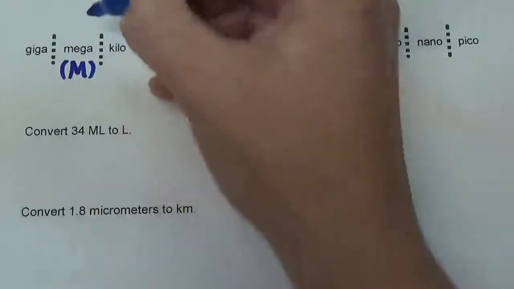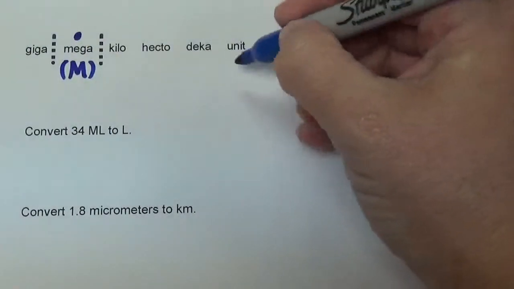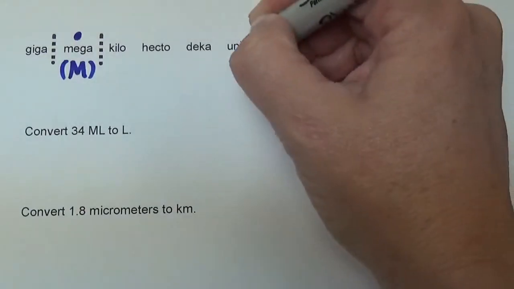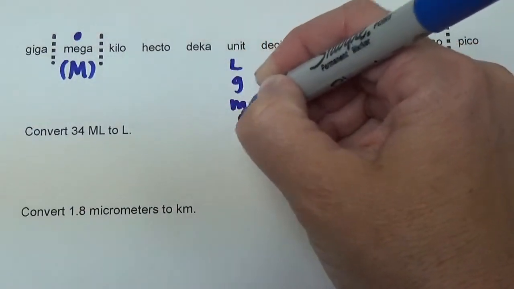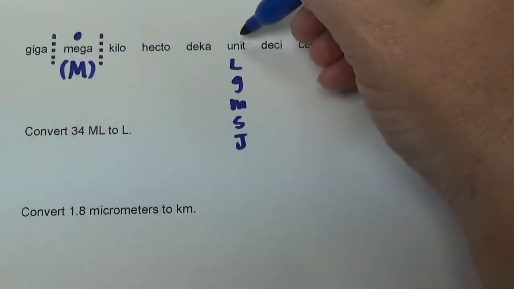So I'm going to start at mega liters, and we want to go to liters, which is the unit. I'm not sure if I said this before, but among the unit is going to be liters and grams and meters and seconds and joules and all those things that are just units. So liters is here at units.